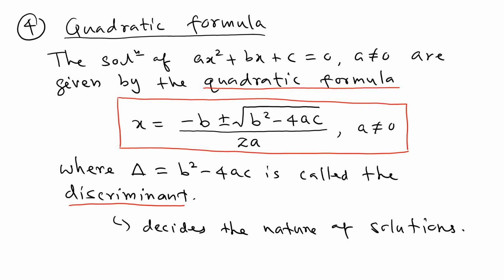So there are 3 types to consider, depending on whether the discriminant is positive, or the discriminant is 0, or the discriminant is negative. So let's look at those 3 cases separately. There are 3 cases to consider. So let's go one by one.